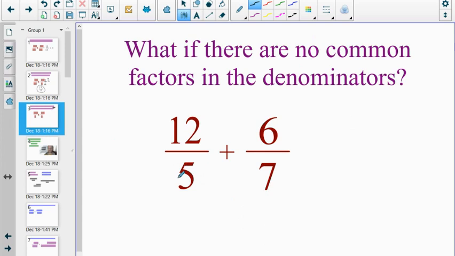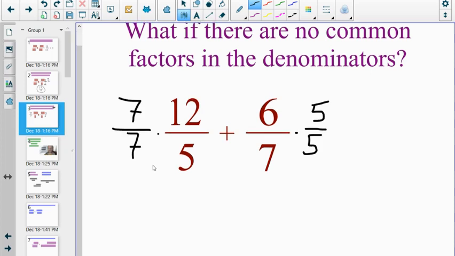And finally, if there are no common factors in the denominators, they're not both even, one of the numbers is not a factor of the other, I'll just have to multiply both of these fractions by some version of 1. If I want to have a factor of 5 in the denominator, I'll just have to multiply by 5/5. If I want to have 7 as a factor in the denominator, I'll just multiply by 7/7. Once again, what I'm doing is legal because I'm just multiplying by 1. Multiplying by 1 doesn't change anything.